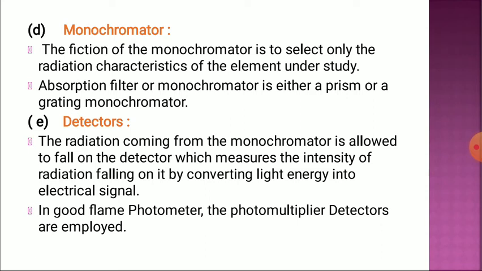Now the last one is the detector. The radiation coming from the monochromator is allowed to fall on the detector, which measures the intensity of radiation falling on it by converting light energy into an electrical signal. Okay, this detector measures the intensity of the single, or we can say monochromatic, light coming through the monochromator and converts the light energy into an electrical signal.